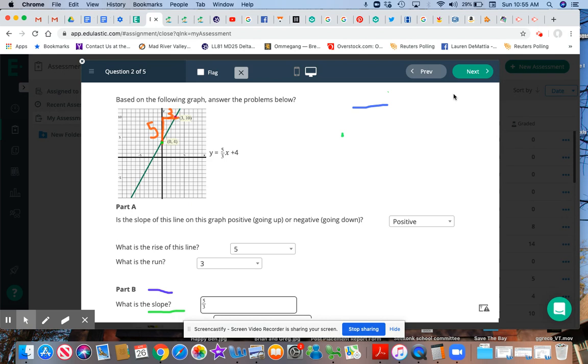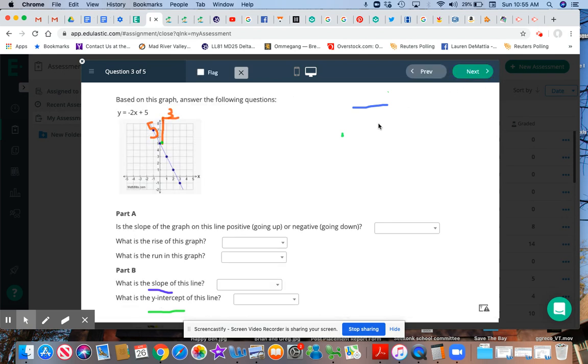So let's see. Do we want to do one more? So let's erase this. We'll do this one too. I'm going to be extra nice. So then you can do the last two on your own. Is the slope of this graph on the line going positive, going up, or negative, going down? If you notice this from left to right, this is going down, right? It's going down from left to right. So this is going to be negative because it's going down.